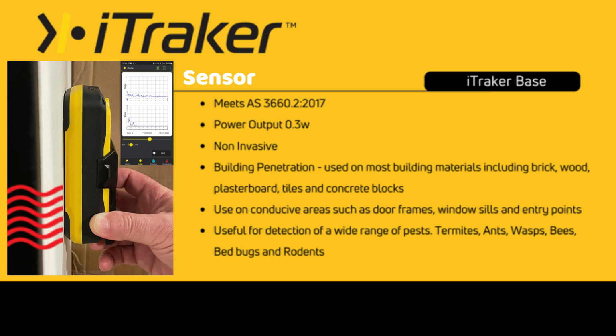You're going to use this on conducive areas such as door frames, window sills, and entry points. This system is going to be useful for detection of a wide range of pests, including things like termites, ants, wasps, bees, bedbugs, and rodents. Let's go over what we're looking at for just a moment. Obviously, as we were talking about the sensor itself, it's going to be non-invasive.